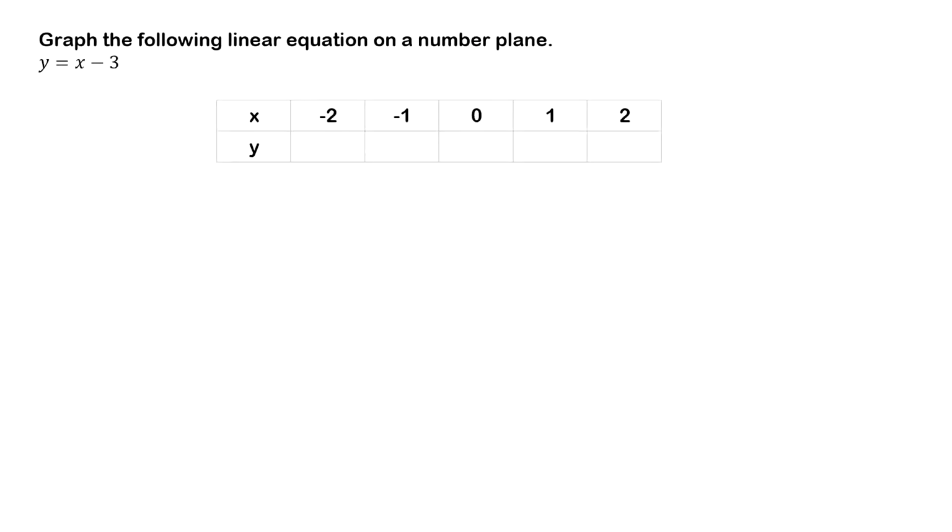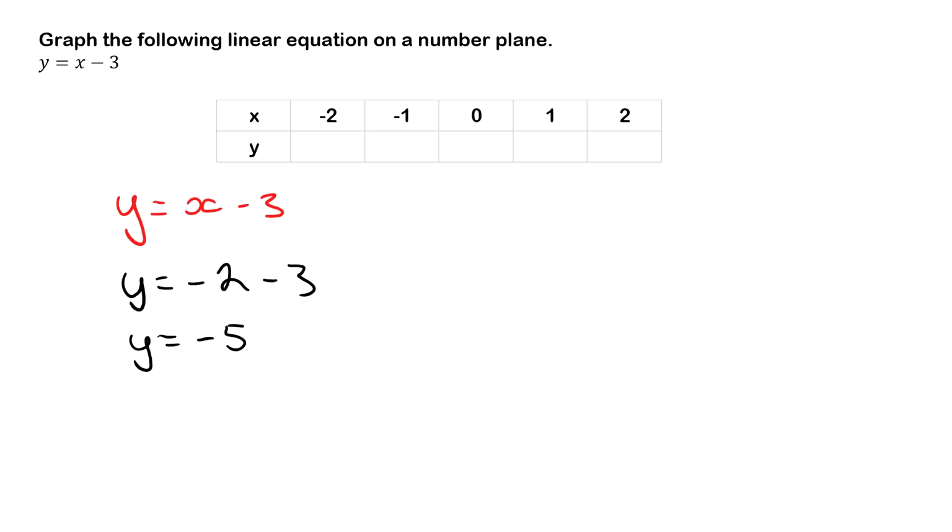On the screen, we have an equation, y equals x minus 3. We need to graph the following equation on a number plane. For this example, I'm going to use a table of values. To start with, I'm going to write down our equation first. Next, I'm going to substitute our first x value in it, which is our -2. So I can now write -5 in the y slot.